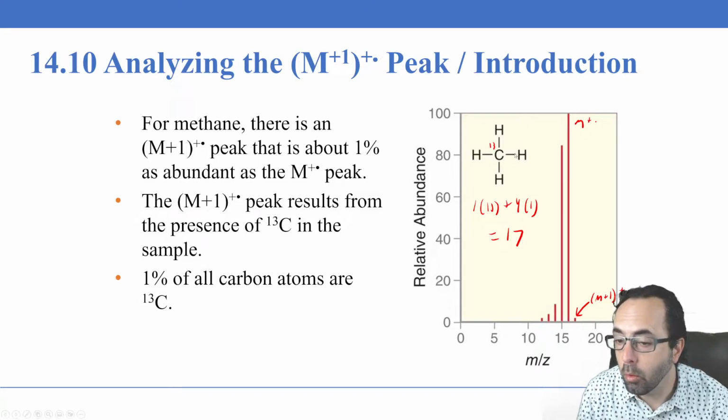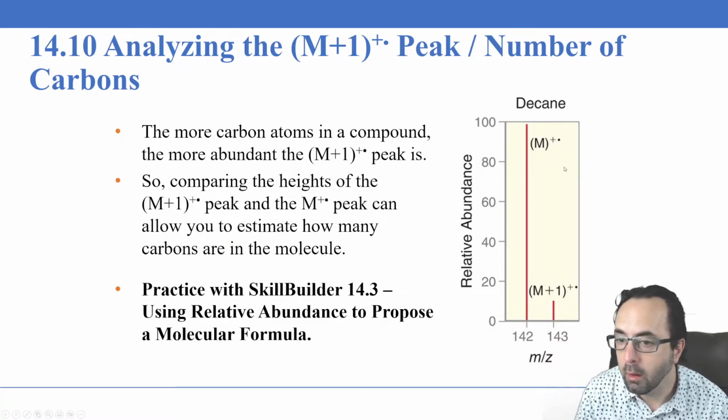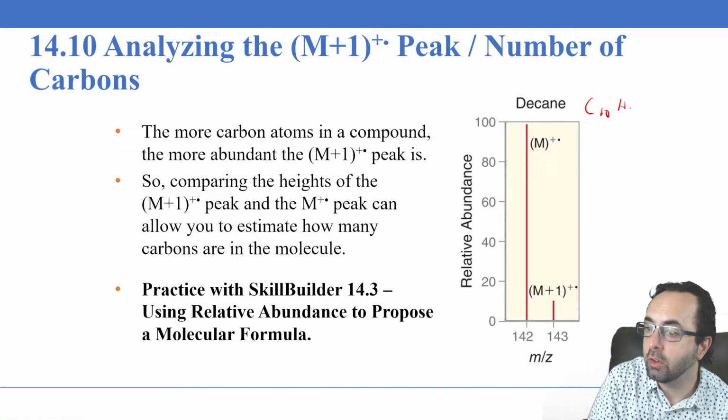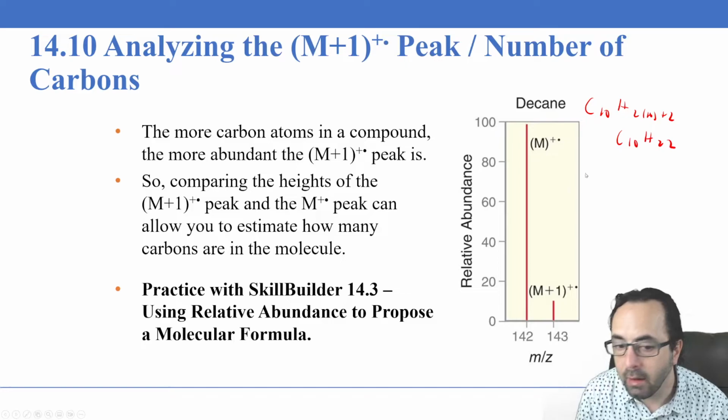Okay. Now, the more carbon atoms you have in your spectrum, the larger this M+1 peak will be relative to the molecular ion, because all you need is for one of those many carbon atoms to have a mass of 13 to give you a peak here at the M+1. So here we can see in decane. Decane has 10 carbon atoms in it. So decane is C10H22, 2 times 10 plus 2.